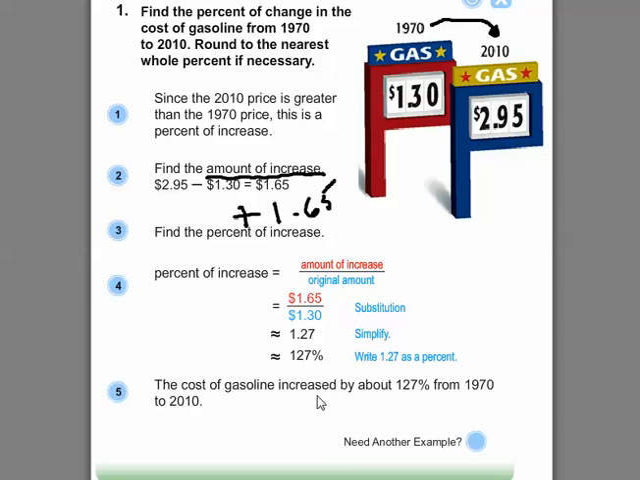So the cost of gasoline increased by 127% from 1970 to 2010. So remember, our 3 S's for successes are the setup, the solve, and then the statement. And the statement, just like in science class, should tie back into what the problem asked in the first place. Okay?